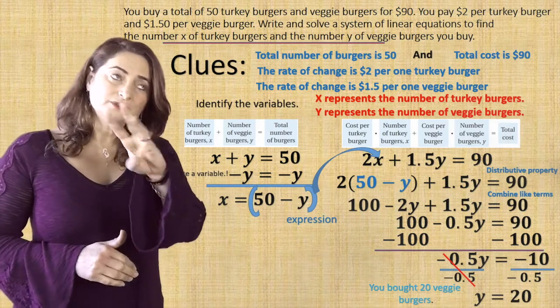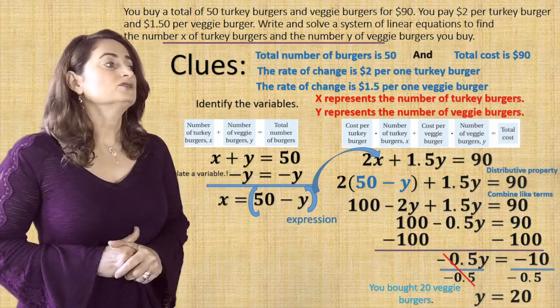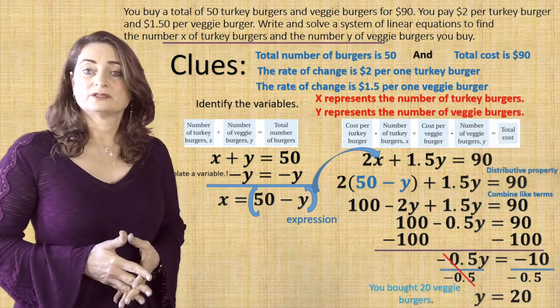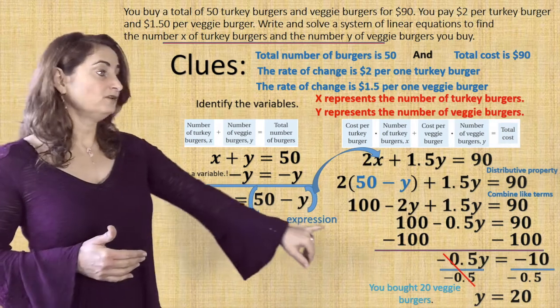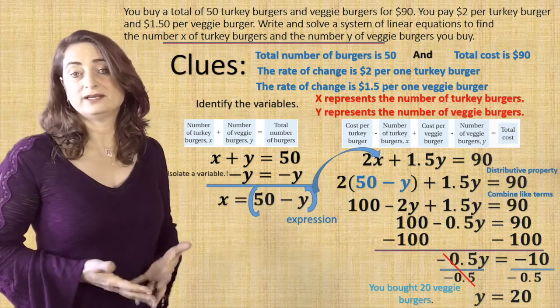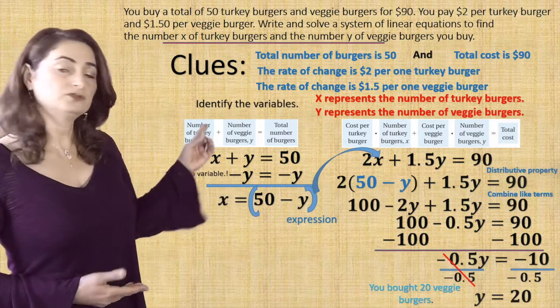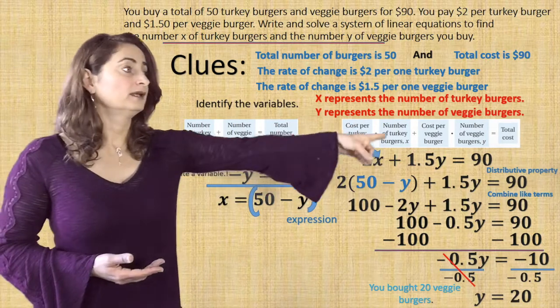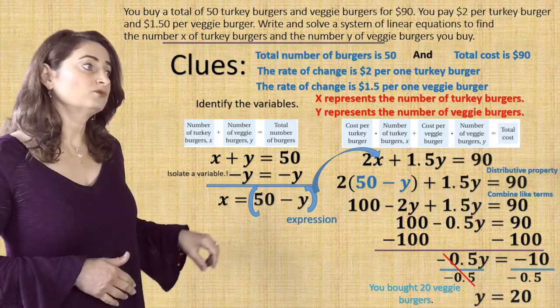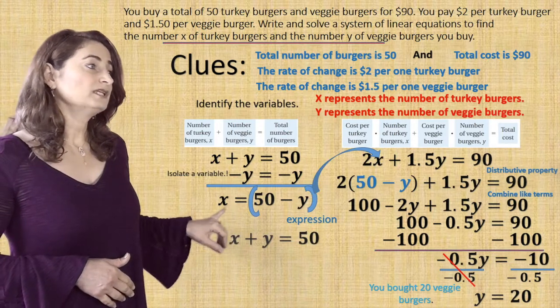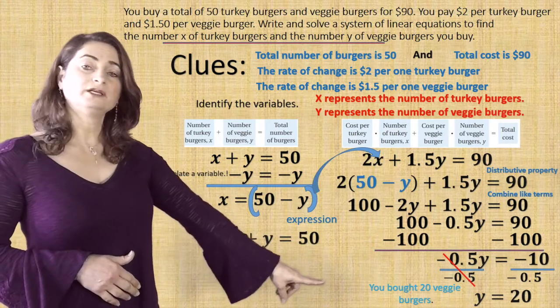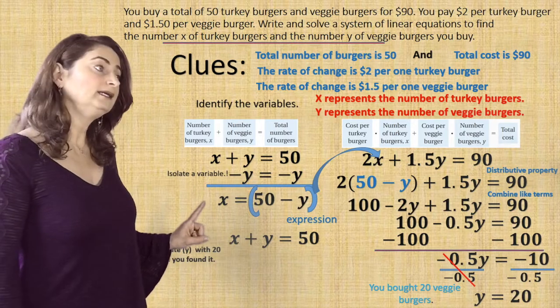Now step number 3 is to find the other kind of variable. So since I found y is 20, now I need to find x. Which equation is easy to use? I would use the first one because it's much easier than the second one. x plus y equals 50. Now substitute y, because we already found y equals 20. Substitute y in the equation.